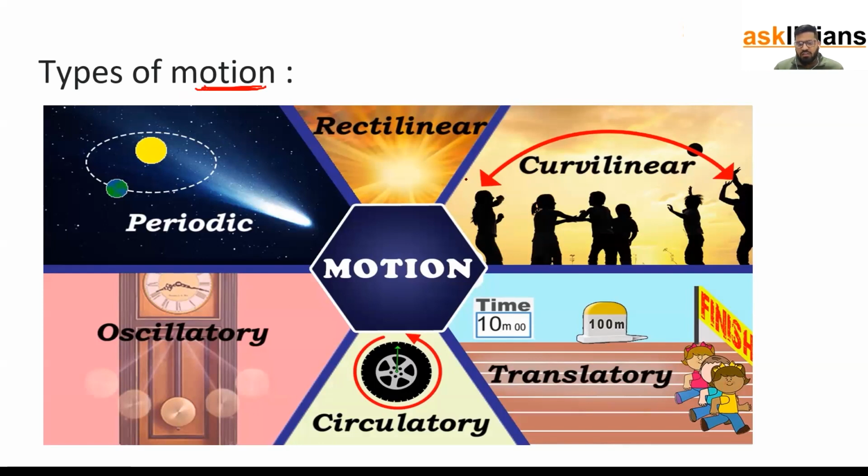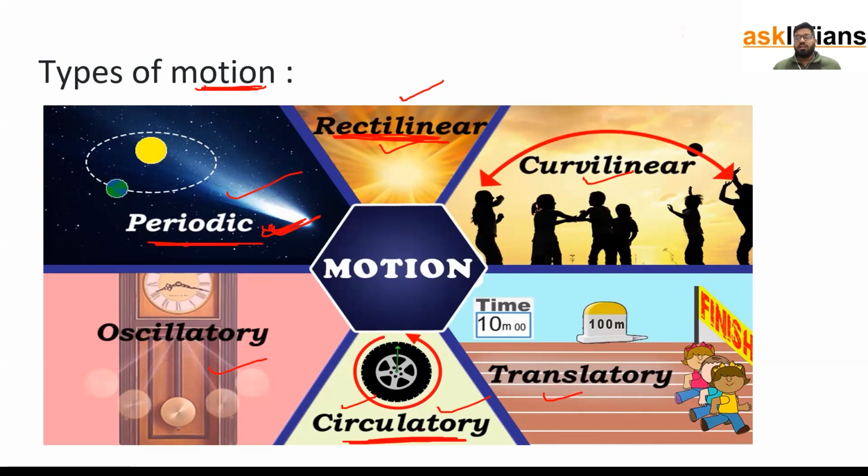Okay, so there is a chart given here. You can see one is rectilinear motion. We'll see it in detail later. The second one is curvilinear motion. The third one is translatory motion. Another one is circulatory motion. This is oscillatory and this is periodic motion. Basically, the main types of motion we are concerned with are the rectilinear one, this circular one, and the third one, periodic. So these are the three important topics we are going to study: rectilinear, periodic, and circular motion.